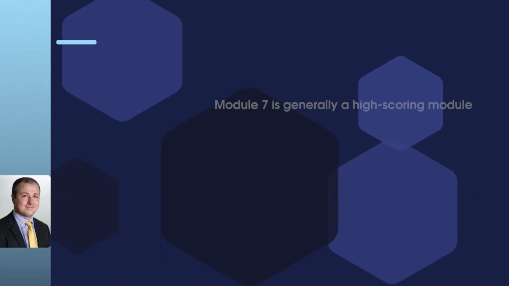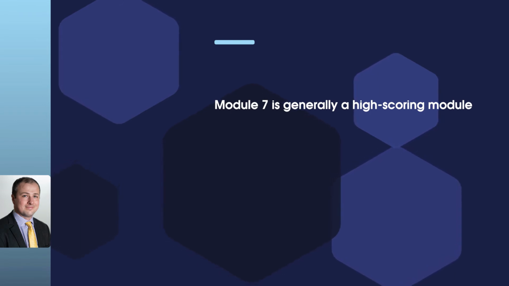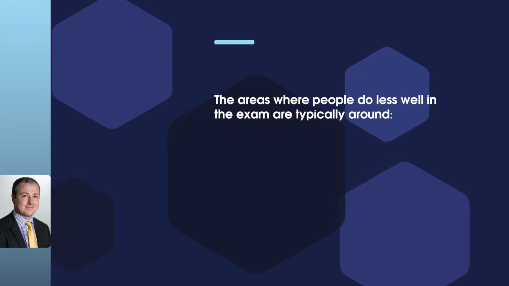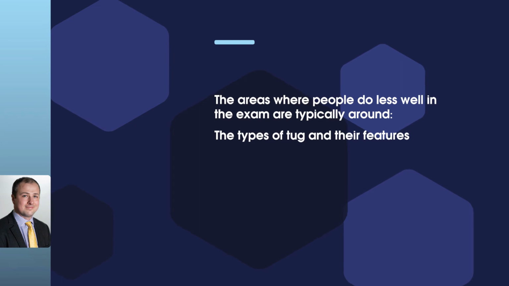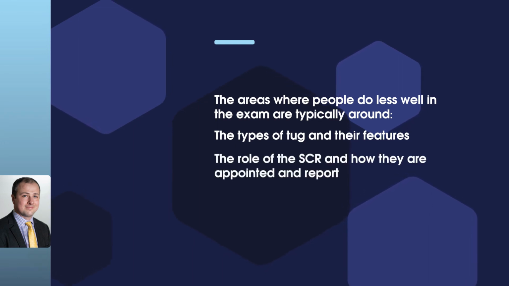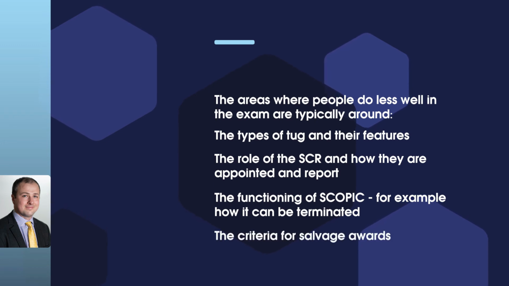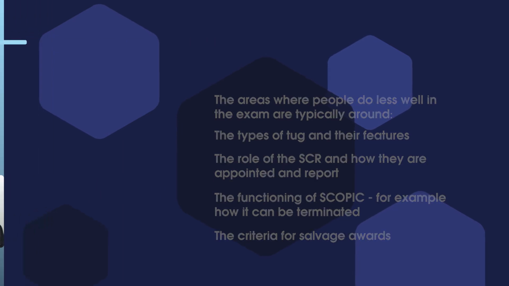Well, in general, people do very well in Module 7. It's consistently one of the highest scoring modules in the course. But there are some areas where the scores in the exam are less high. Some examples of these would be, firstly, questions on the types of tug and their features. Secondly, SCRs and the process of how they become involved, how they report. Thirdly, the functioning of SCOPIC, for example, how it can be terminated. And finally, salvage awards, when salvage is applicable and how awards are set, the considerations and criteria for the level of the award, and so on.